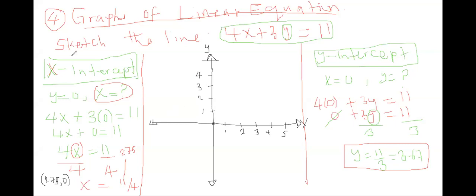So first we start with the x-intercept. We said that if y equals 0, here is 0, then x equals what? 2.75. And 2.75 we assume is around here. We assume it's around here. So here will be the x-intercept.